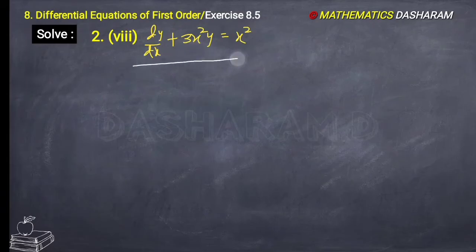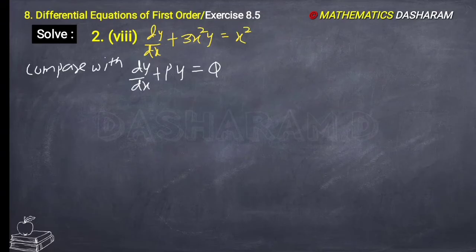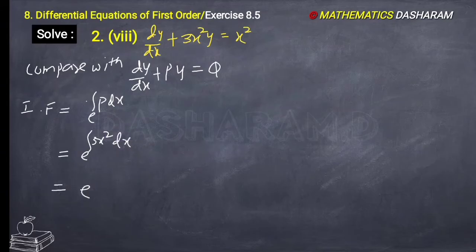Eighth question, dy by dx plus 3x square y equals x square. So compare with dy by dx plus py equals q. Here p value is 3x square and q value is x square. Next to find the integrating factor. So e to the power of integration p dx, it is equal to e to the power of integration, the p value is 3x square dx. So it is equal to e to the power of 3 into x cube by 3. Then here 3 cancels, e to the power of x cube.